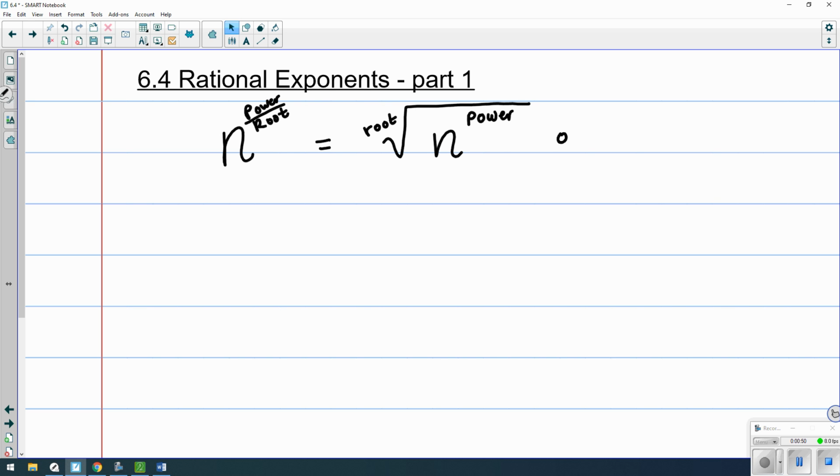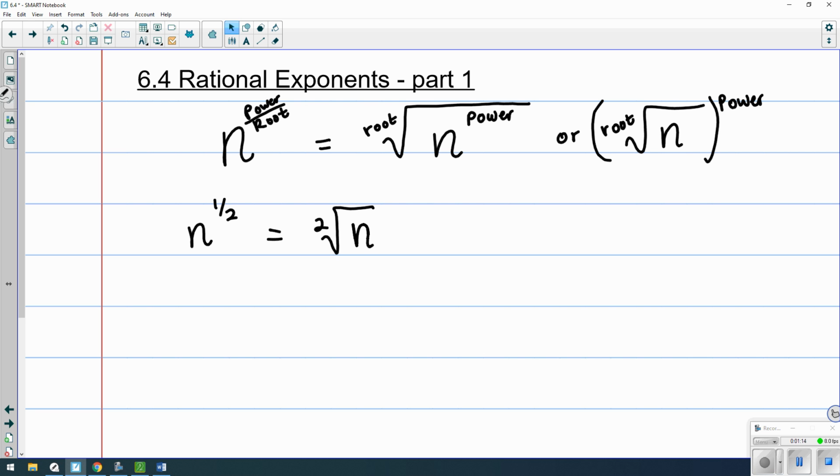Now you could also rewrite this as we have our root, and then we have our number. We could also say that the whole thing is raised to the power. Either way is fine. So a couple of standard rational exponents are n to the 1/2. A 1/2 power just means a square root. You know that a square root is just an implied 2 sitting on the tail of that root.